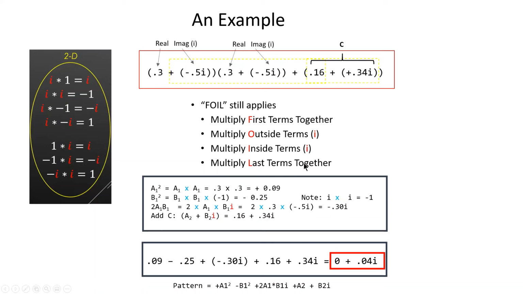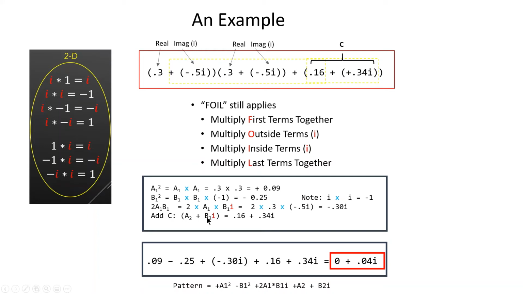Lastly, we multiply the last terms together, which is -0.5i times -0.5i. And that's the same as b squared, or b1 times b1. Let's not forget the -1 that comes into play with i times i being -1. And when you do all of that, you come out with 0.25.